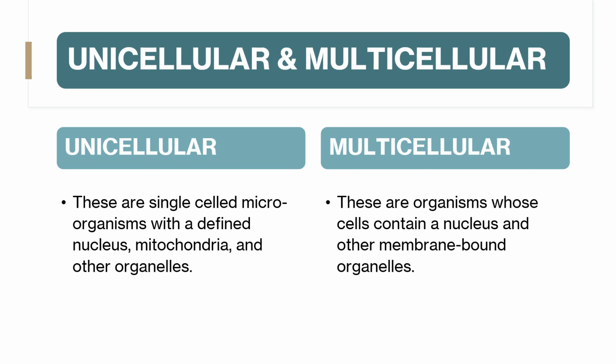Now we're going to talk about unicellular and multicellular structures. So with unicellular, these are single-celled microorganisms. These have defined nuclei, mitochondria, and other organelles. And then multicellular, these are the organisms that contain a nucleus and other membrane-bound organelles.